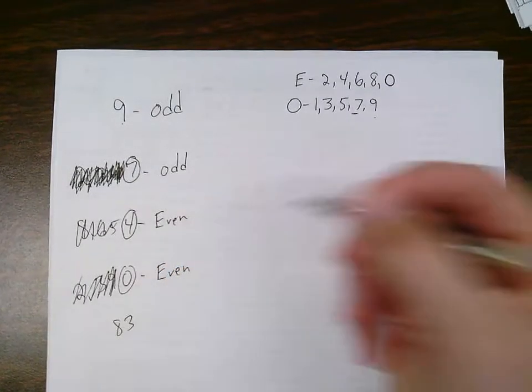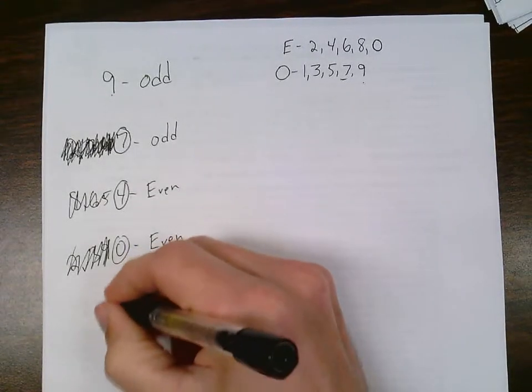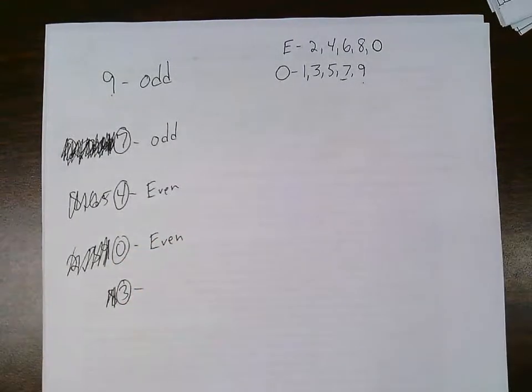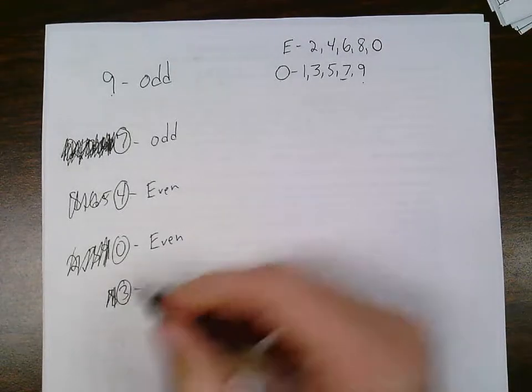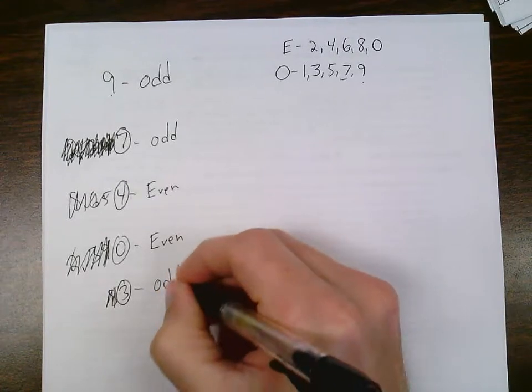And last one, 83, still do it the same way. I circle the ones place, scribble out everything else, because the only thing that matters in figuring out if it's odd or even is the ones place. Everything else I can get rid of, everything else I don't even need to look at. 3 is an odd number, and that 83 is also odd.